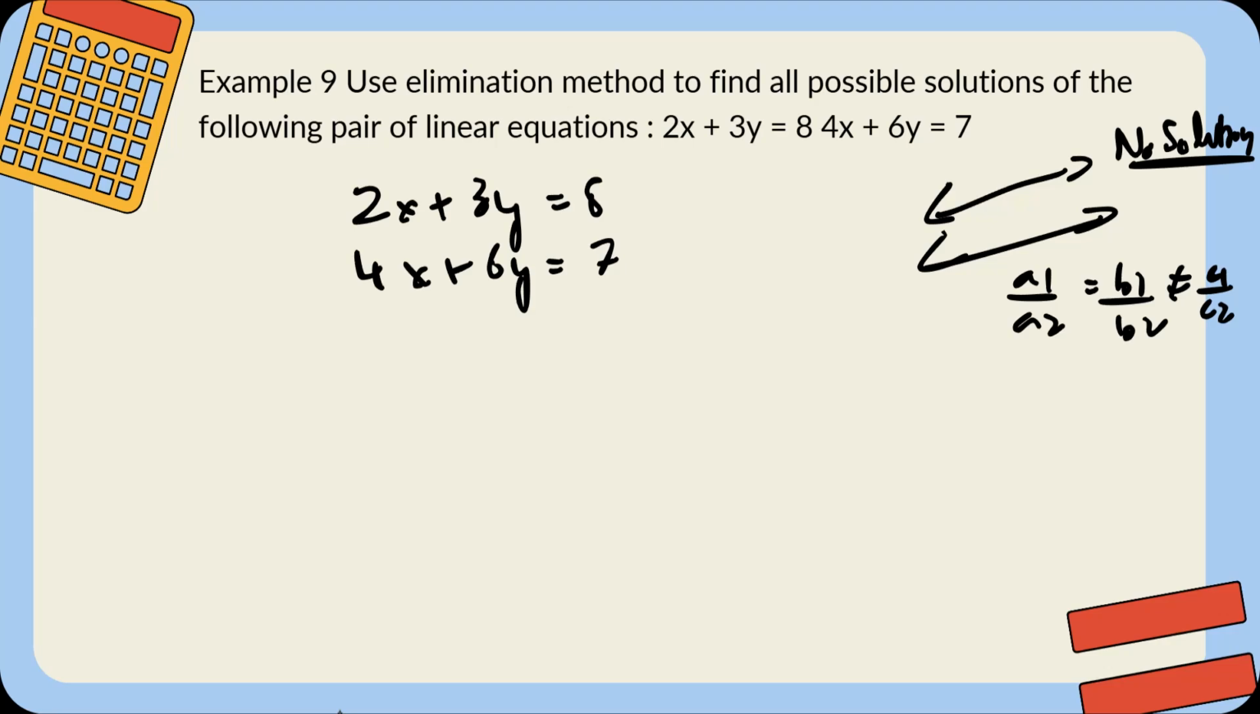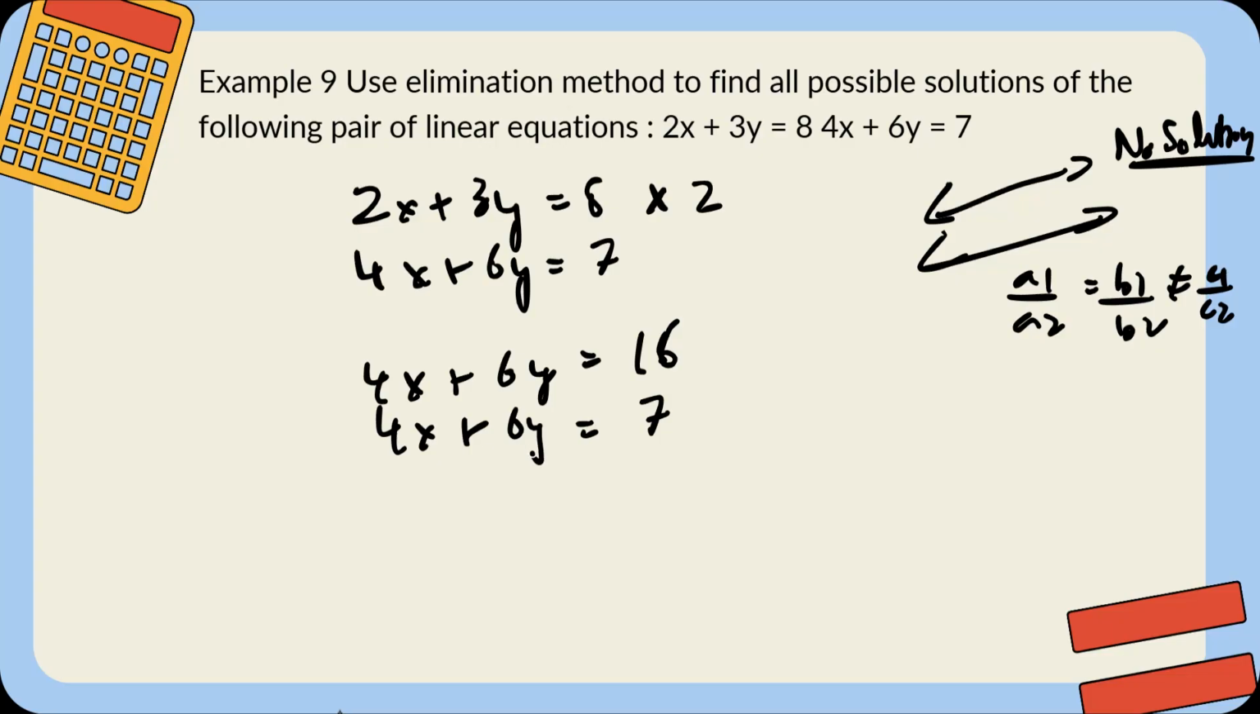What is the reason? Because if I multiply the first equation with 2, it will become 4x plus 6y is equal to 16. So if I'm trying to subtract, what would happen? Both the variables will eliminate. So what do we say? Both variables eliminate.